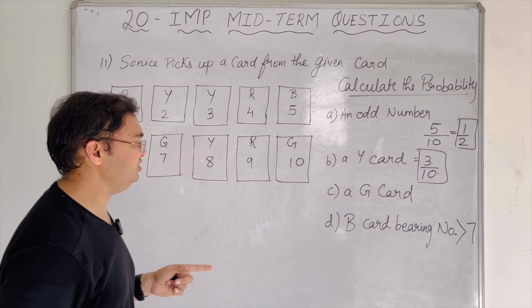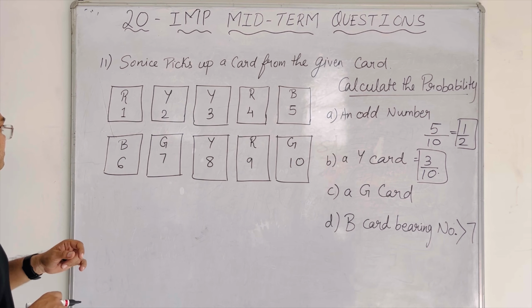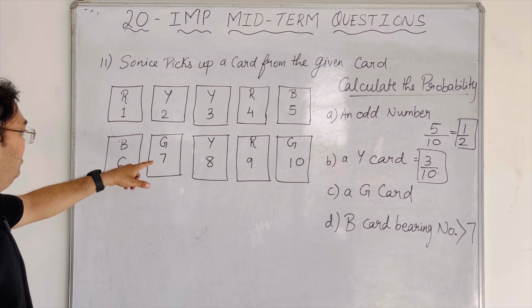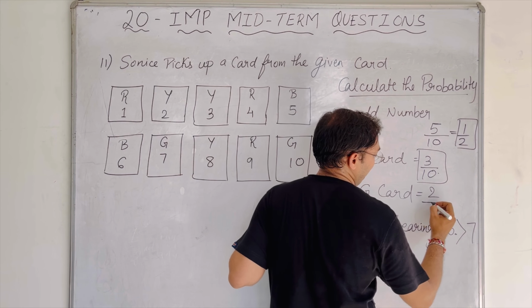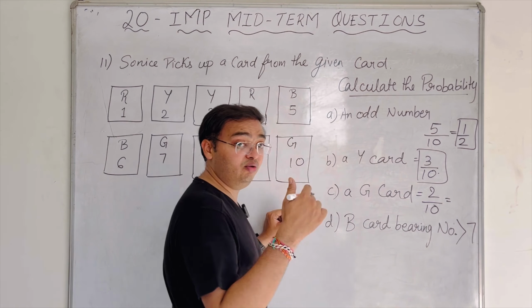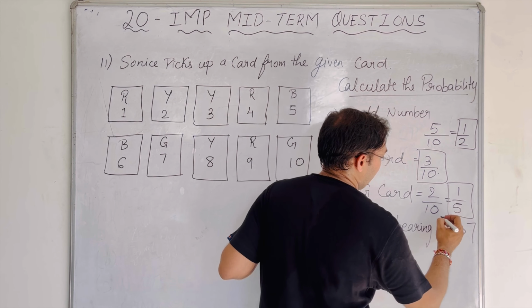Now the third question, G card. So alphabet G should be there. And what's that G card? 1 G card, 2 G cards. So I'm having only 2 G cards out of 10 cards. I can change it into lowest form. So 2 ones are 2 and 2 fives are 10. So my answer is 1 upon 5.